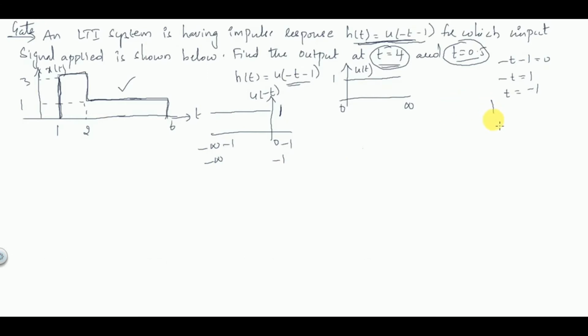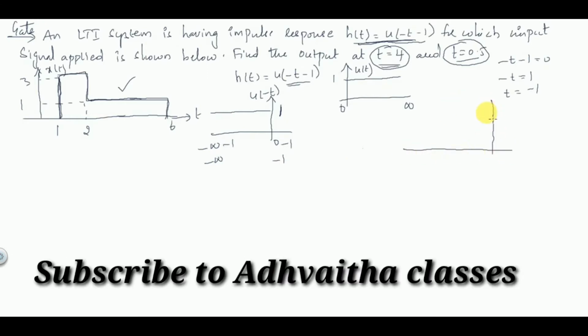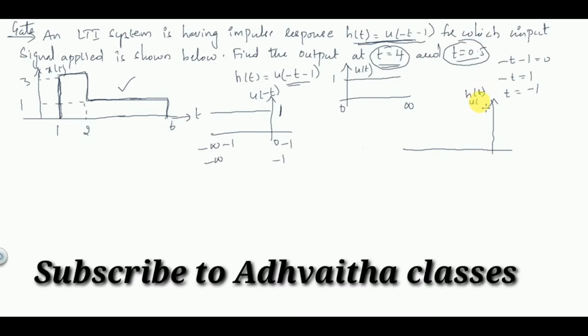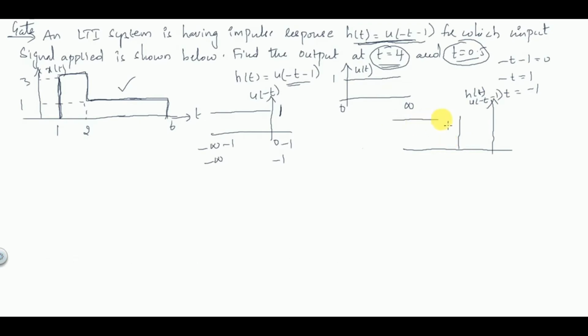So how will this be? This is h of t, which is u of minus t minus 1. Now it extends from minus 1 to minus infinity. So this is your h of t only. We have not done anything regarding convolution yet. Until now, we have just plotted h of t.